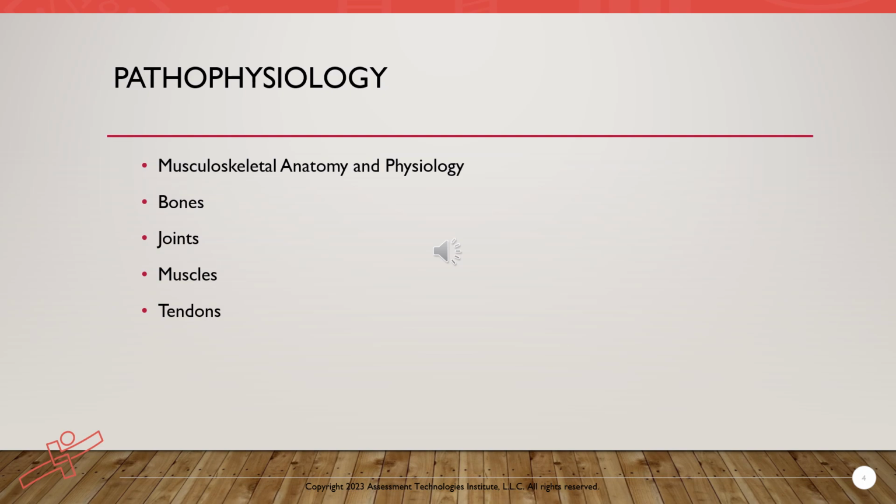How do these structures work together? Well, bones provide the structure, joints provide the motion, muscles create the movement, and tendons transmit force. Damage to any one part of the whole system results in pain, limited movement, and decreased function.